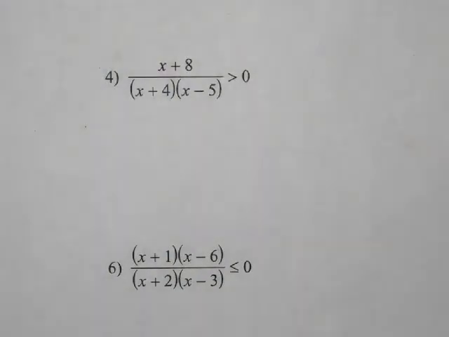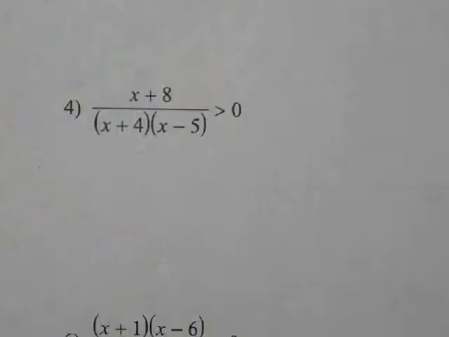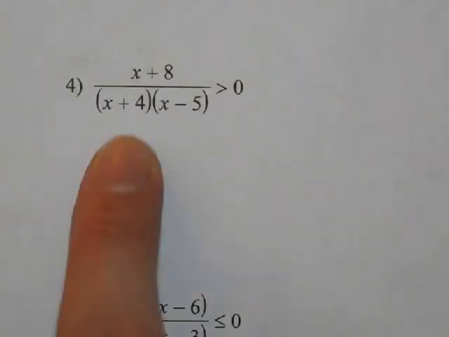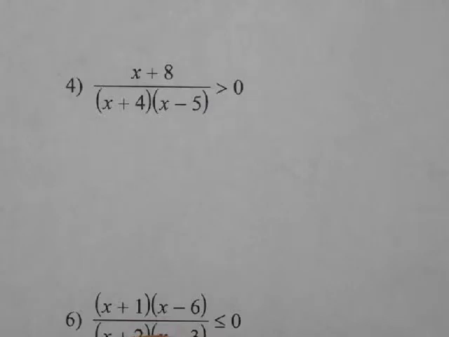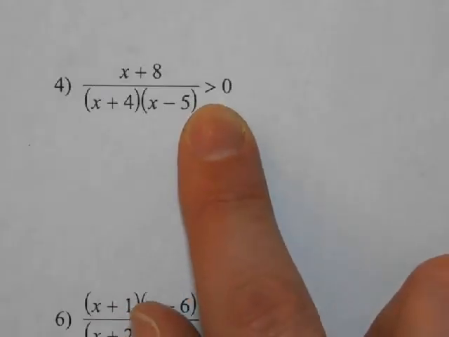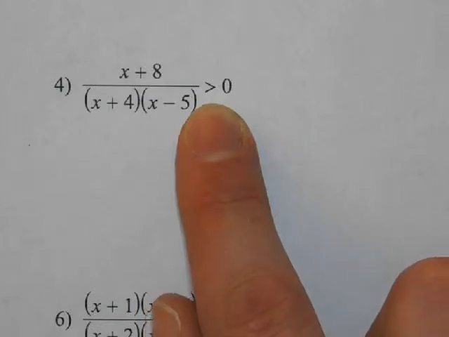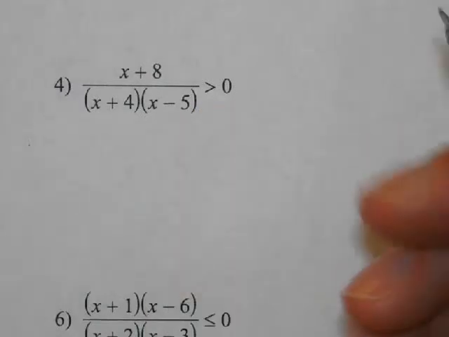All right. So one of the things that I said in the video was that the symbol is important because it tells you if you get to keep your x-intercept or not. So if the inequality says equal to 0, then you get to keep your x-intercept. If the inequality does not equal 0, then you cannot keep your x-intercept. So for number 4, do you get to keep your x-intercept?